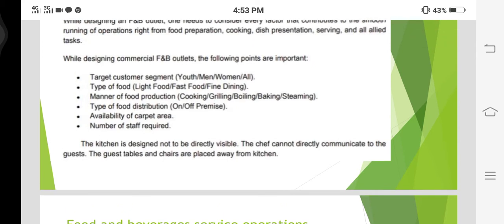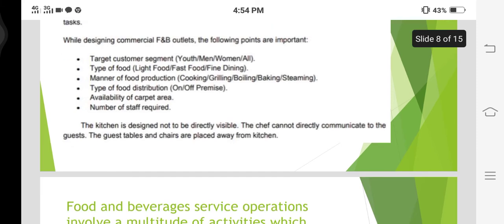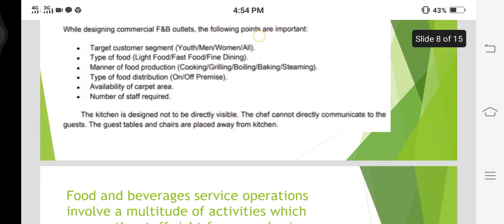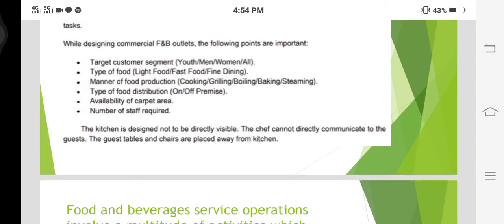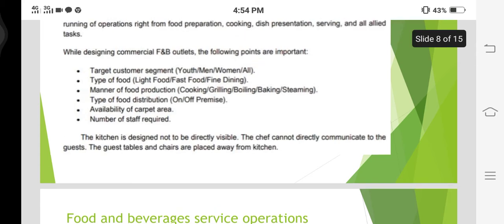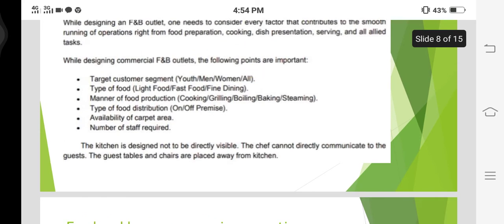Manner of food production: cooking, grilling, boiling, baking, steaming. This is the process of your food production, more on cooking in a restaurant. For example, a grill and resto bar does grilling, baking, steaming. So you decide what your process is for your food production.